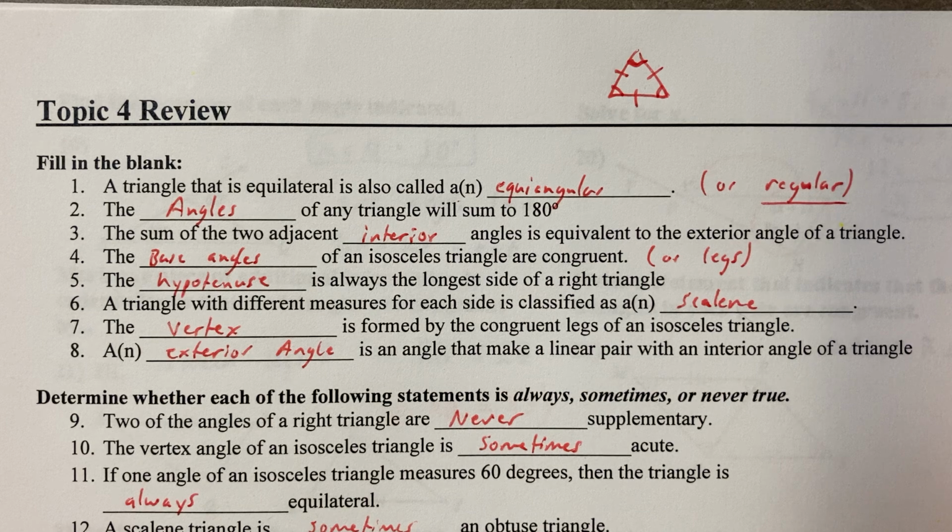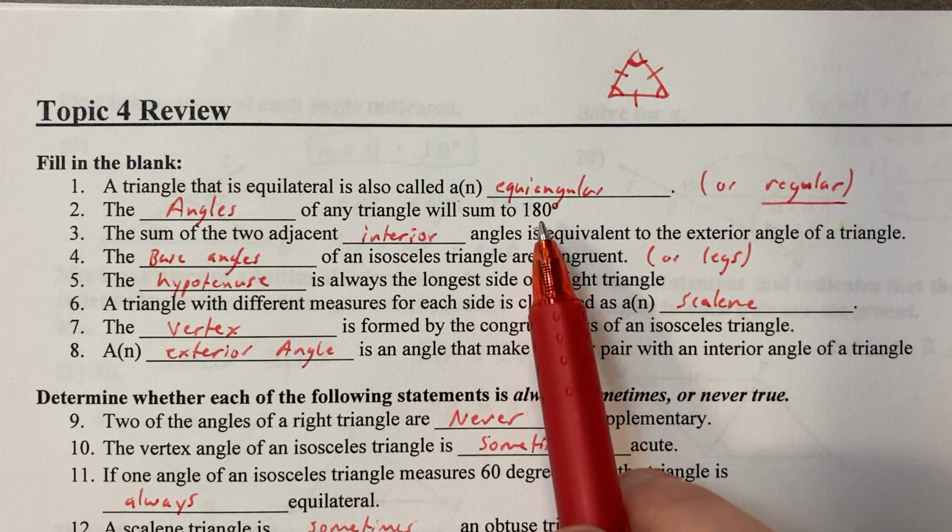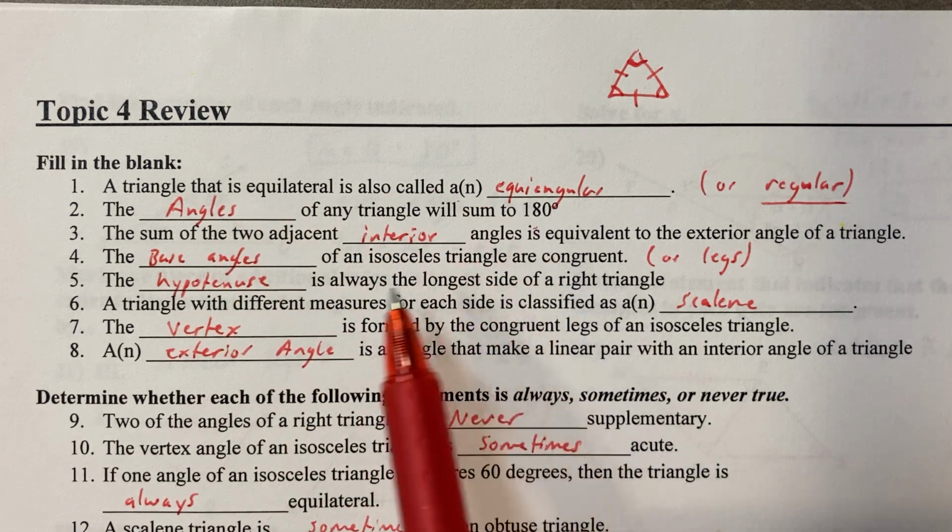Next, the angles of the triangle will sum to 180, not the sides. The sides have nothing to do with 180 degrees. It's the angles that sum to 180.